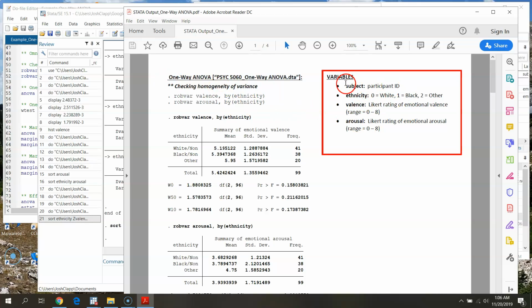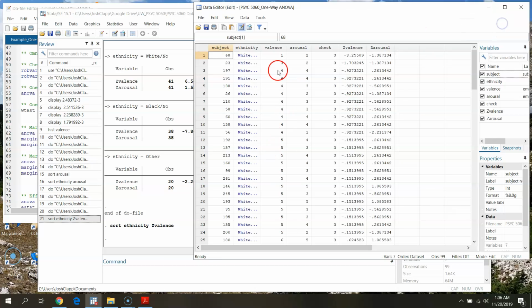Again, our data set, we have participant number, our racial ethnic groups, and then 0 to 8 ratings of valence, 0 to 8 ratings of arousal. Okay, so here, this is the set that we were working on previously. When we were going through and screening, we see our grouping variable here, ratings for valence and arousal, and then this is just stuff that came up during our check of our basic statistical assumptions.